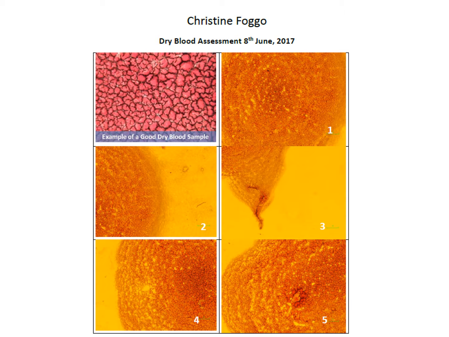Top left is an example of a good dry blood sample, and any other variations can tell me different things depending on where they are in the sample. You can see the dark webbing on the top left-hand side. That's a protein called fibrin. So when we have that really good webbing, we know we've got some really good protein going on.